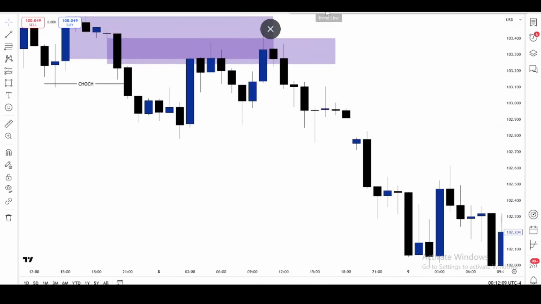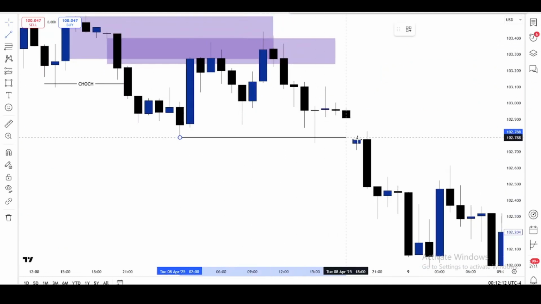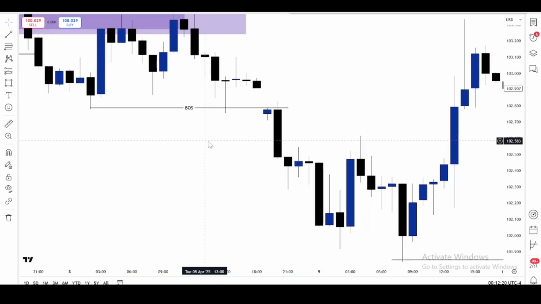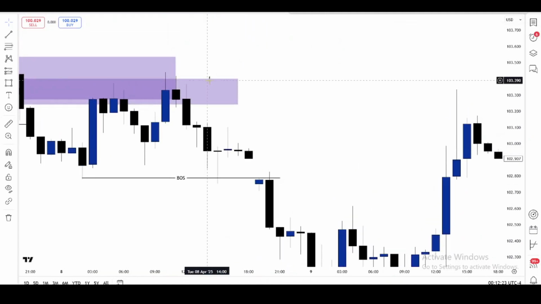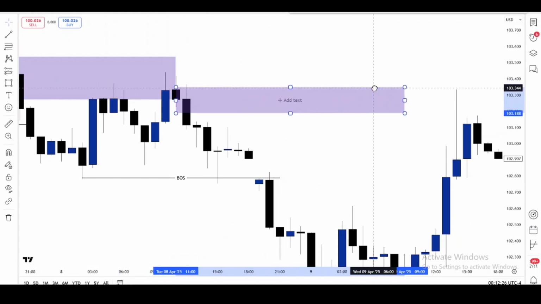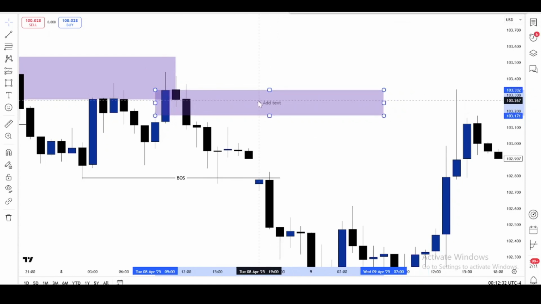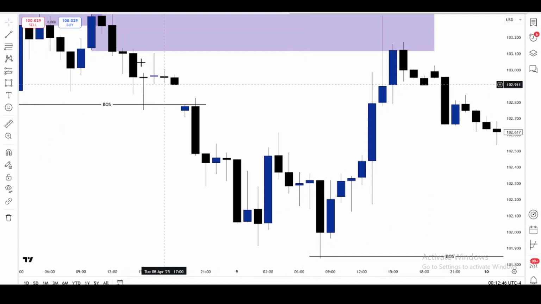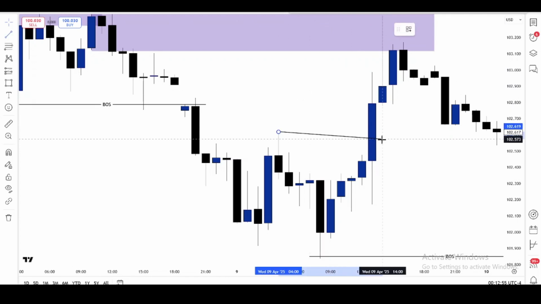From here we have another break of structure around this volume imbalance. After the break of structure, price came back up. You can see this was actually the origin of this swing here, so we have this bearish order block. Price pushes down and gives us a shift in market structure here.